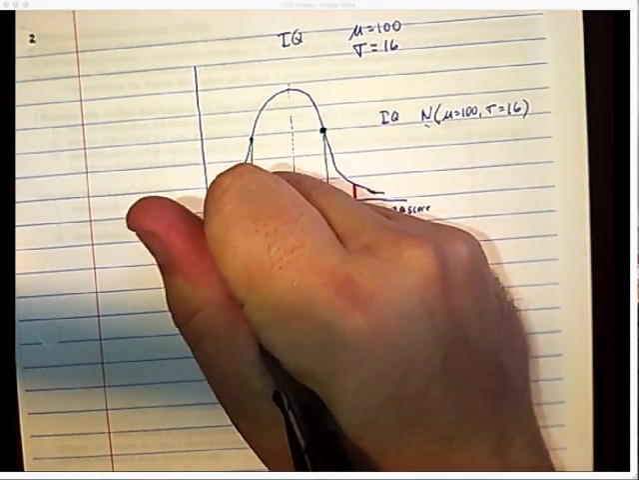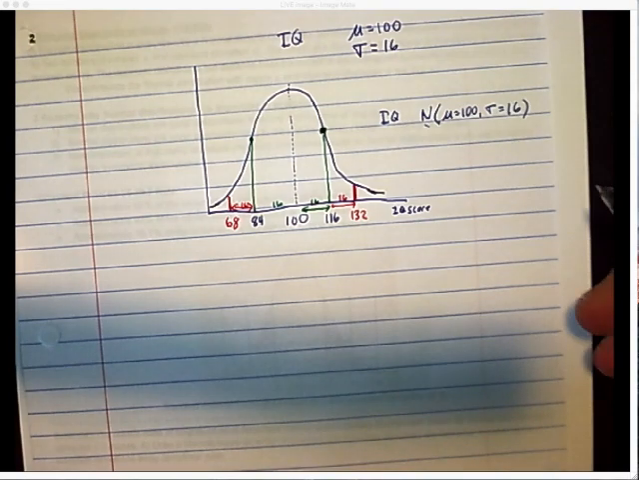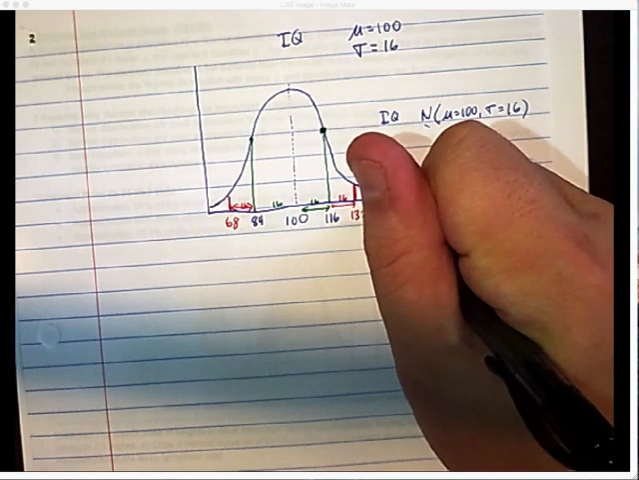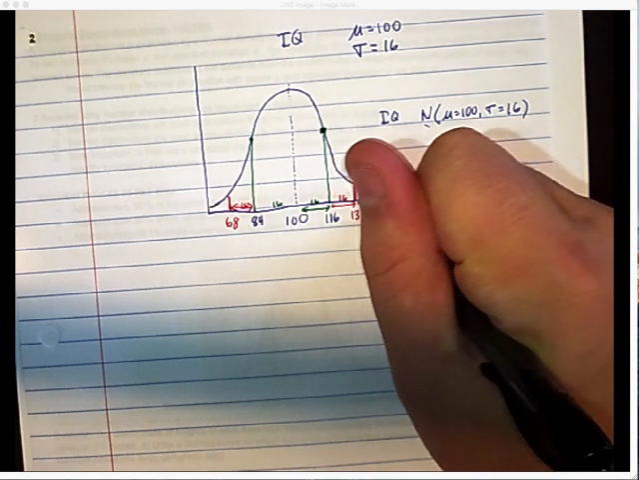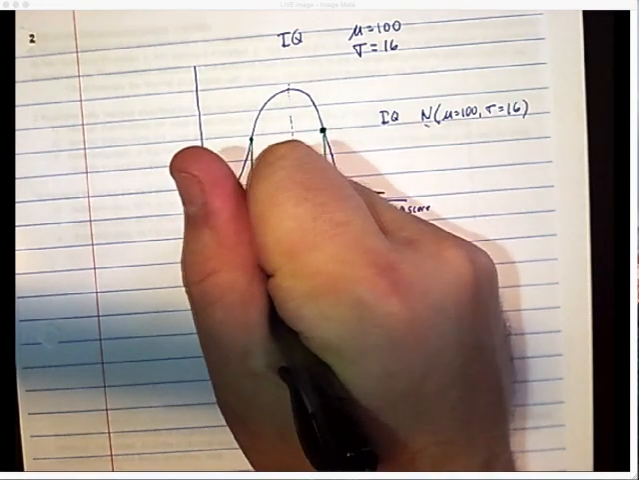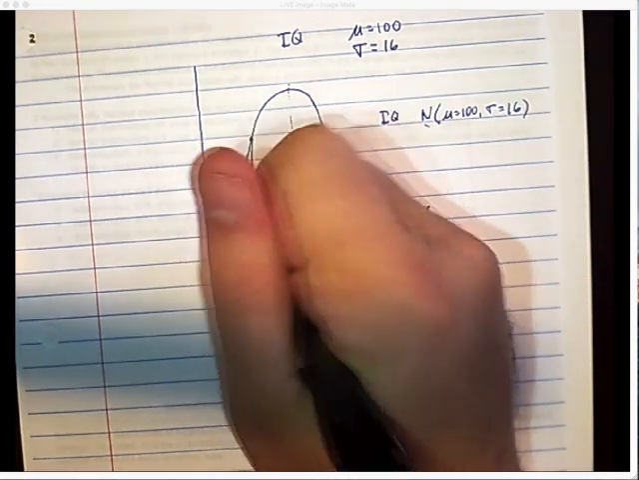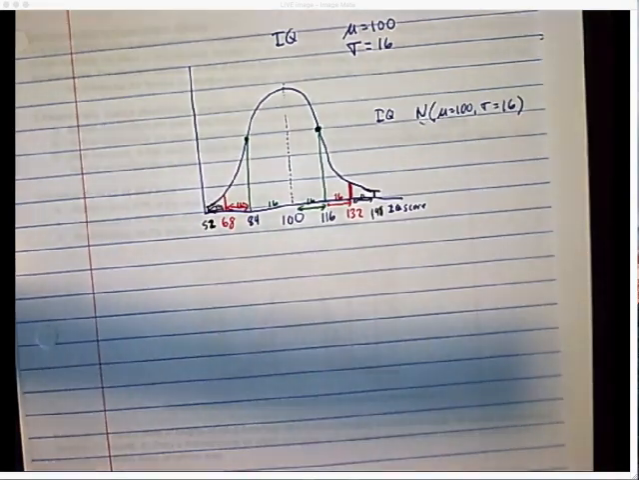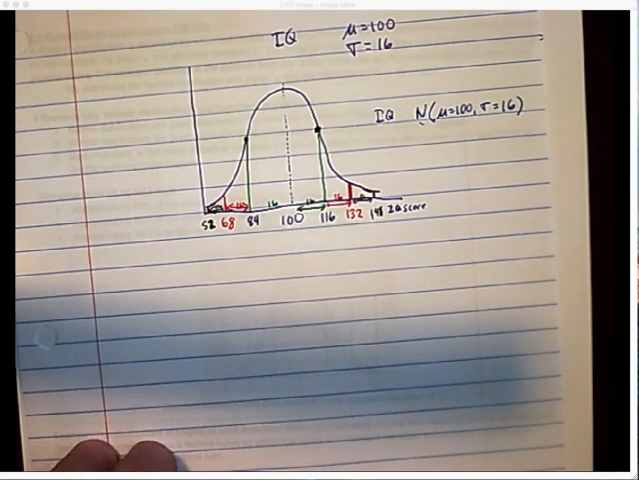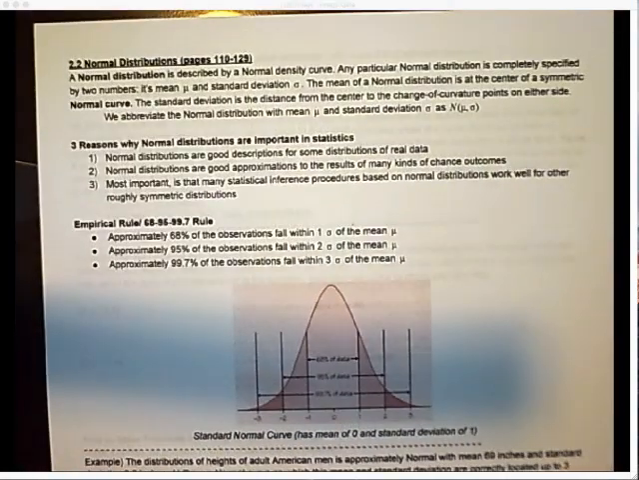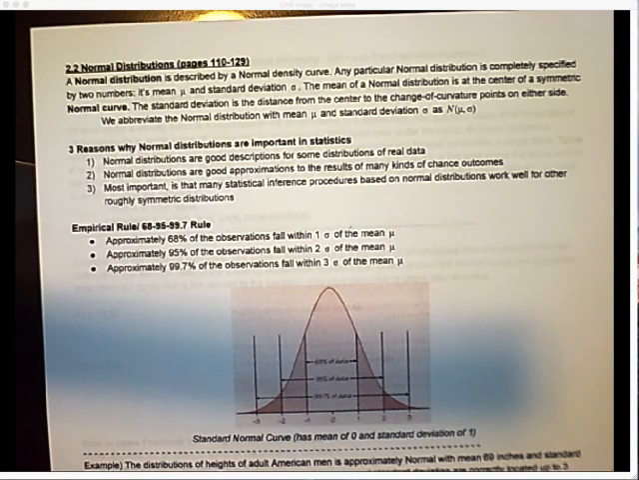The point here is this normal curve always has area. There's always a little bit of area, but the further you go out, less area is there. If we went out another 16, we would be up to 148. And if we went down another 16 this way, we would be down to 52. So why do we use normal curves and why are they so powerful? Well, we'll talk about that next.